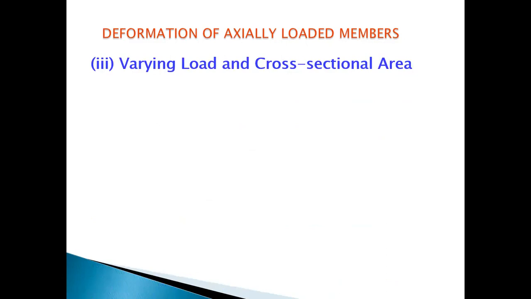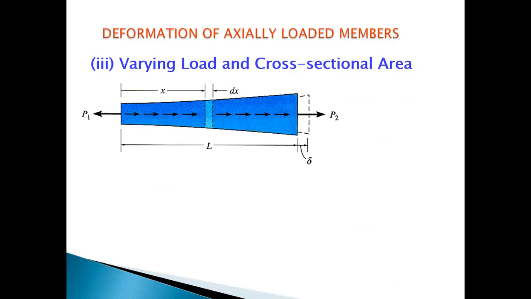Now, varying load and cross-sectional area. Before we had a uniform load, here we have the varying load and cross-sectional area. Suppose this is a member, we have point loads P1 and P2. These are two different loads in the direction of L. Definitely, when there is no uniform load in both directions, it will create a different impact on the body. When they are creating the different impact on the body, it will be P1 tension, P2 tension. It will give you some.